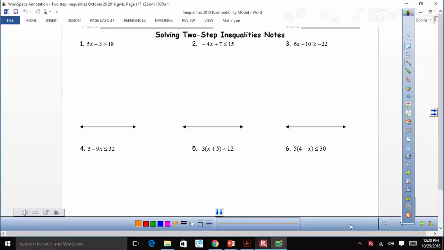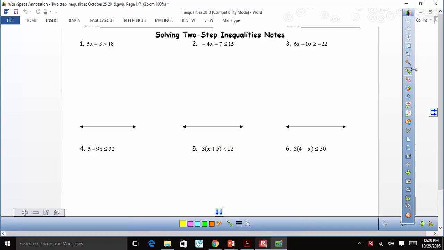So today we're going to be talking about how to solve two-step inequalities, which is basically the same thing that we did yesterday. We're just adding a step. It is very similar to solving regular equations. It just has an inequality sign.